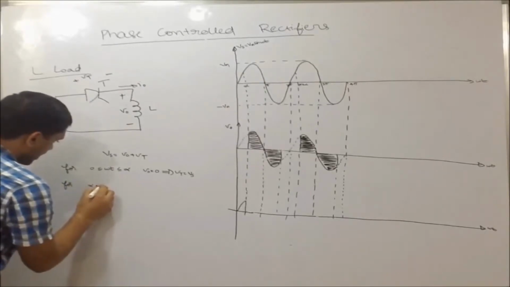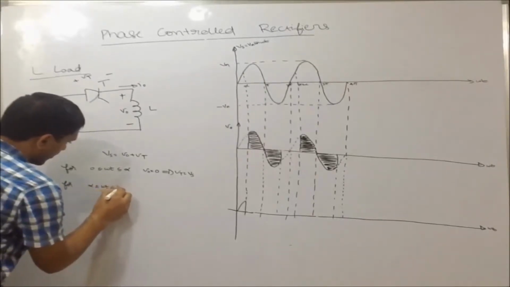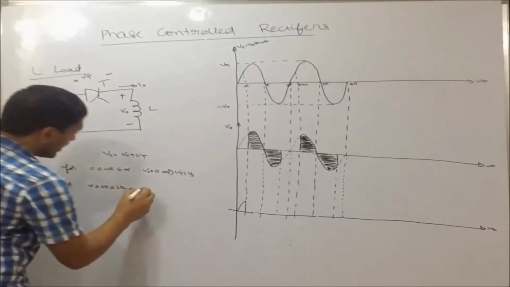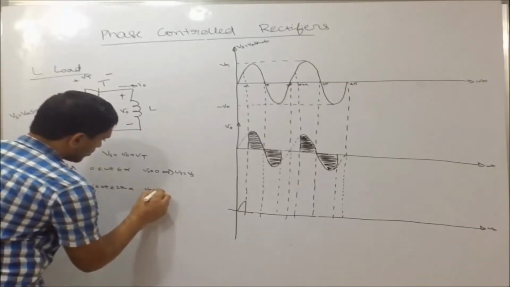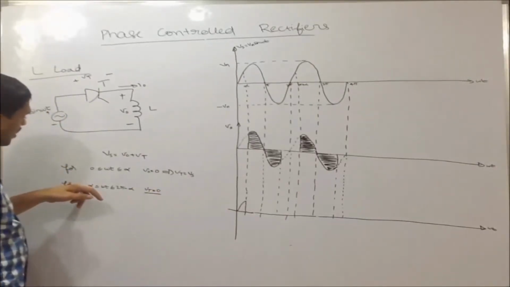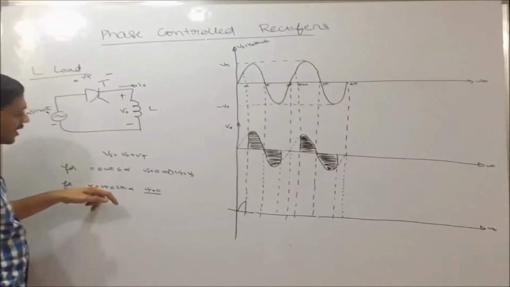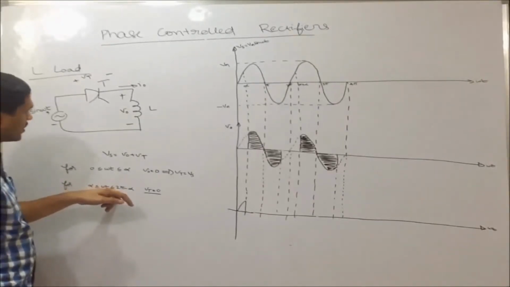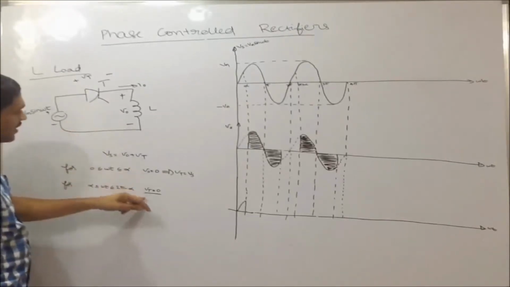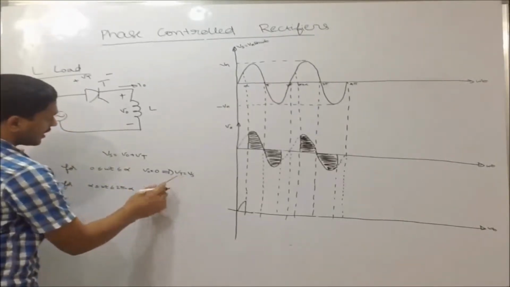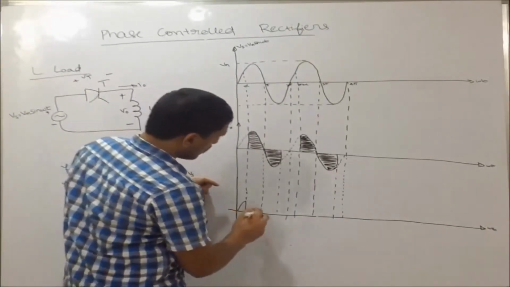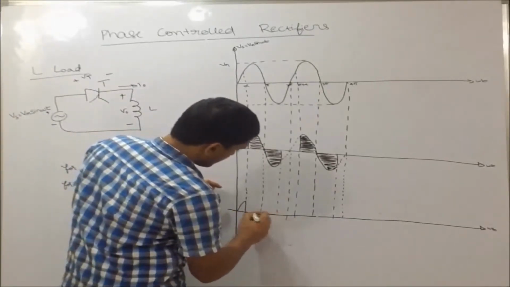For alpha less than or equal to omega t less than or equal to 2 pi minus alpha, Vt is 0 because the thyristor is conducting. So from alpha to 2 pi minus alpha, my SCR conducts. When it conducts, straight away I can get Vt. Here I can straight away get Vt. So Vt is 0 from alpha to 2 pi minus alpha.